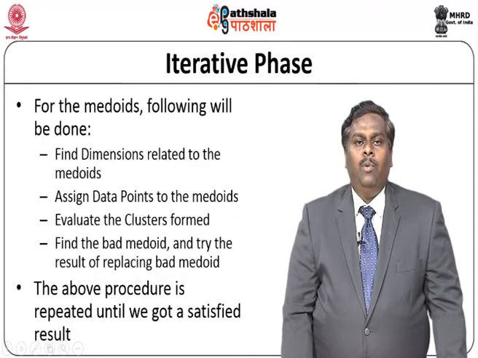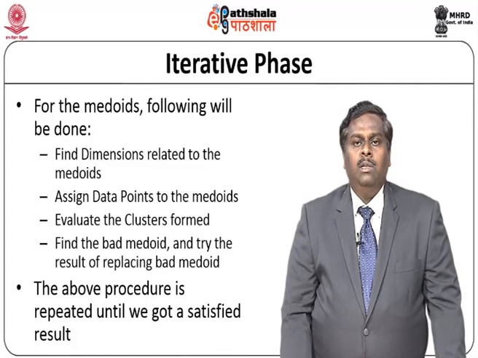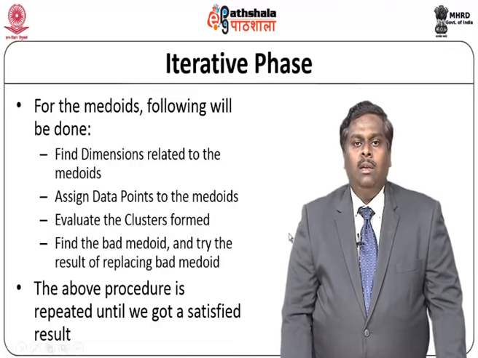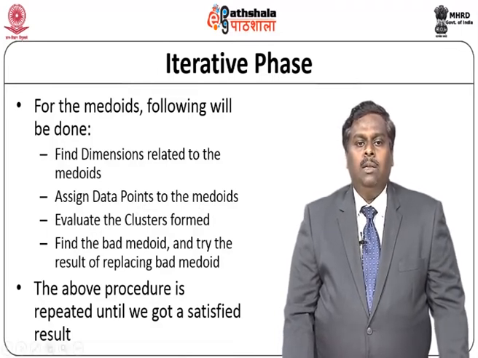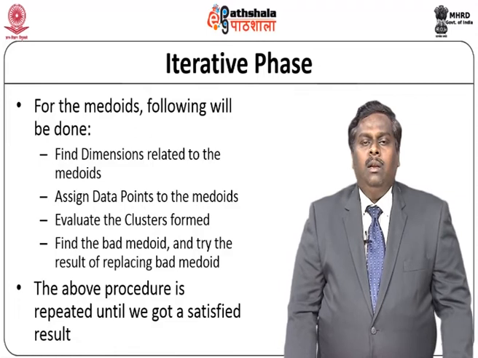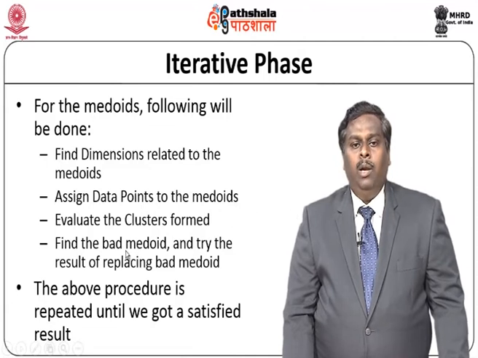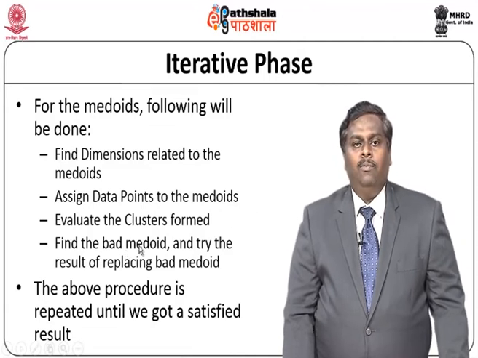So, for medoids, the following will be considered for each and every dimension. When you select a medoid, you will have to find all the dimensions related to the medoid and then assign data points to this medoid. Once you assign data points to this medoid, it looks like a cluster. What we should do next is evaluate the cluster which is formed, and when you find that the medoid does not provide a good cluster, then you will have to mark that particular medoid as a bad medoid, and then replace it by finding another best medoid, and this procedure needs to be repeated until we get a satisfactory result.